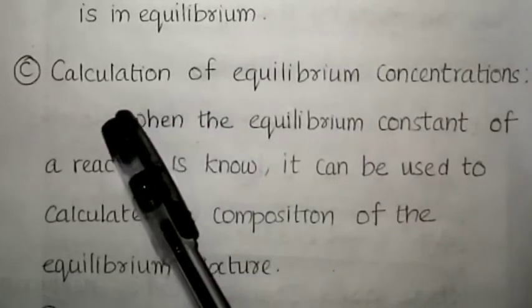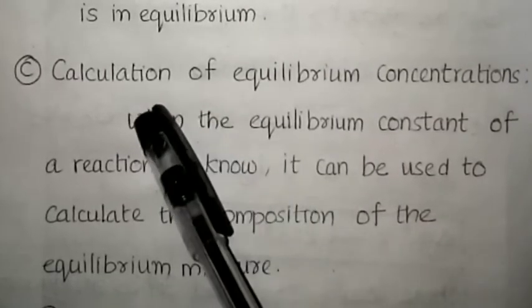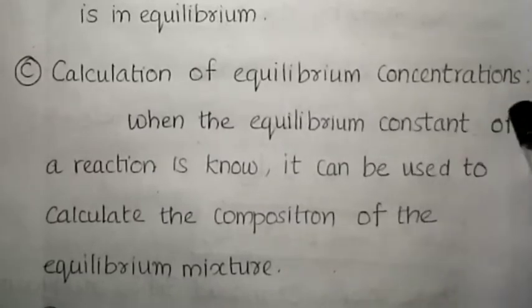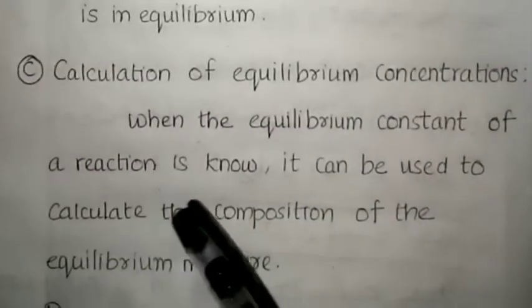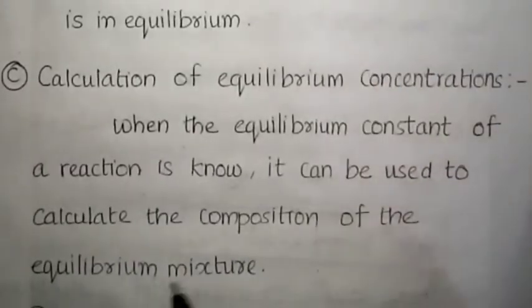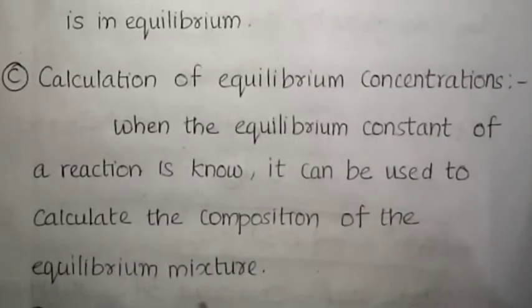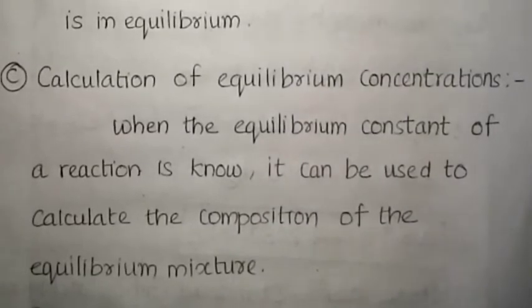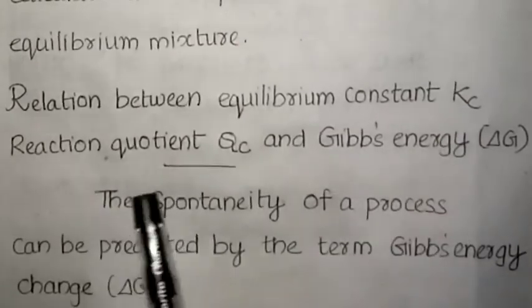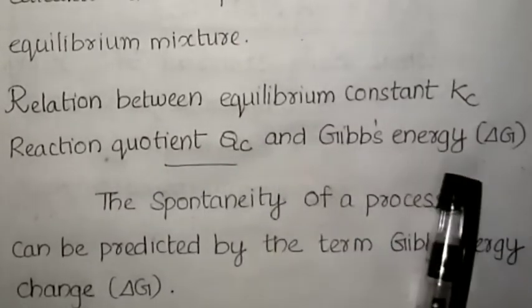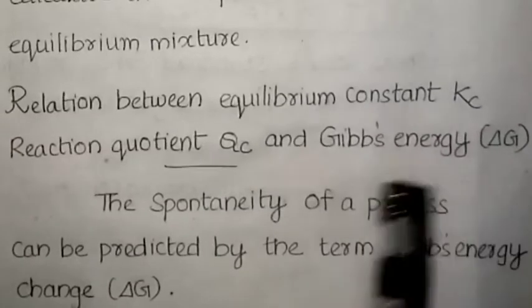Then next, the third application of the equilibrium constant is calculation of equilibrium concentrations. When the equilibrium constant of a reaction is known, it can be used to calculate the composition of the equilibrium mixture. So, we can find out the composition of the equilibrium mixture when we know the equilibrium constant value. Then the relationship between equilibrium constant Kc, reaction quotient Qc and Gibbs energy change delta G.